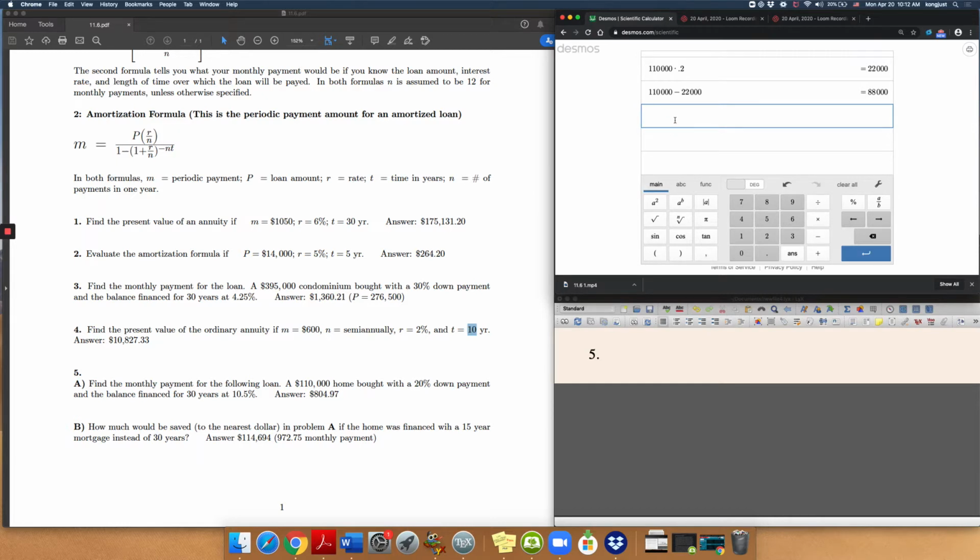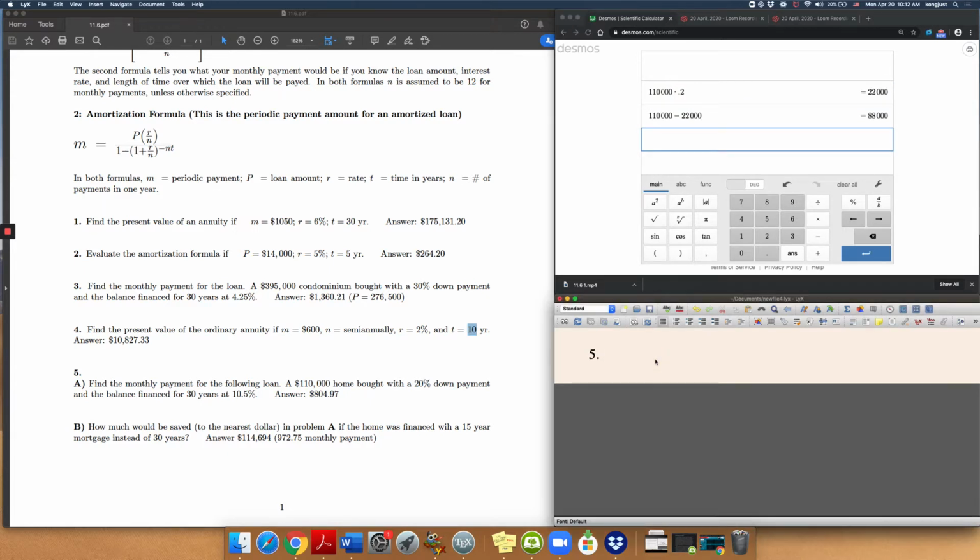Another option is you could just go straight to the end. You take 110,000 multiplied by 1 minus 0.2, or 0.8, and you would have got the end result real quick. But people tend to be more confused about this one, so usually when I teach it, I just do it this way: straight 20% and then subtract that value. So 88,000, that is your P. Let's start writing that down.